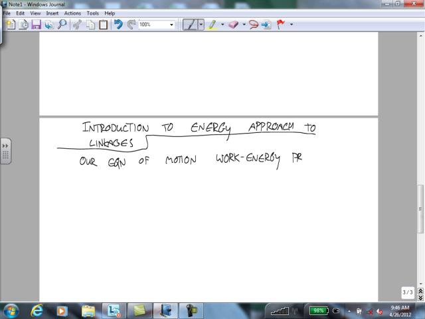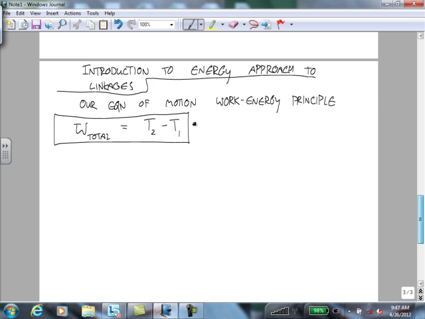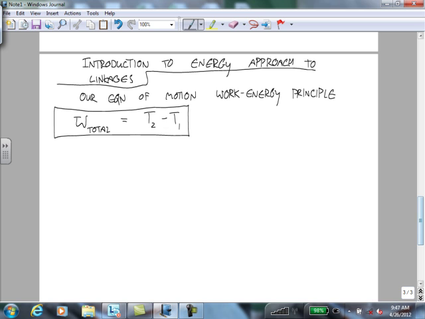Which says that the total work on any system of particles is equal to the kinetic energy of the system of particles at instant 2 minus the kinetic energy of the system at instant 1. And this is the work energy principle. And it's true for any system of particles. So it's more general than rigid bodies, more general than linkages. Okay, this is true for millions of particles bouncing around in space or whatever.